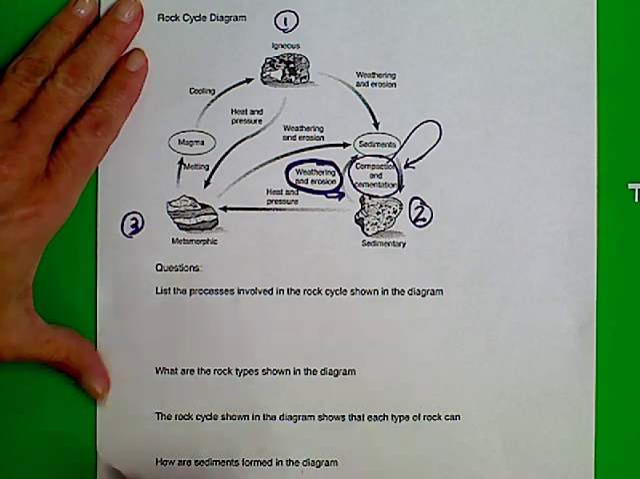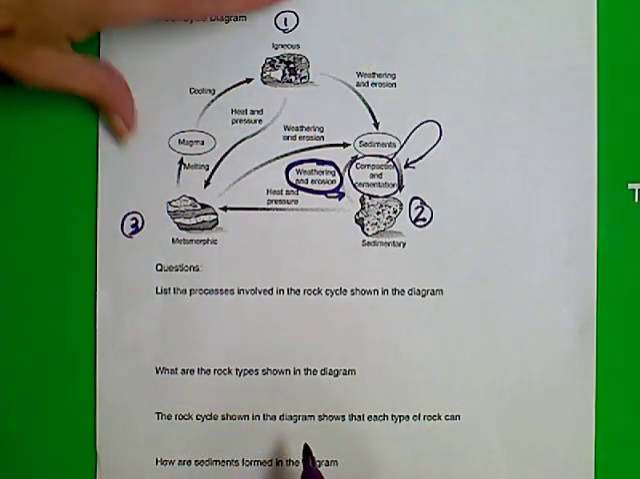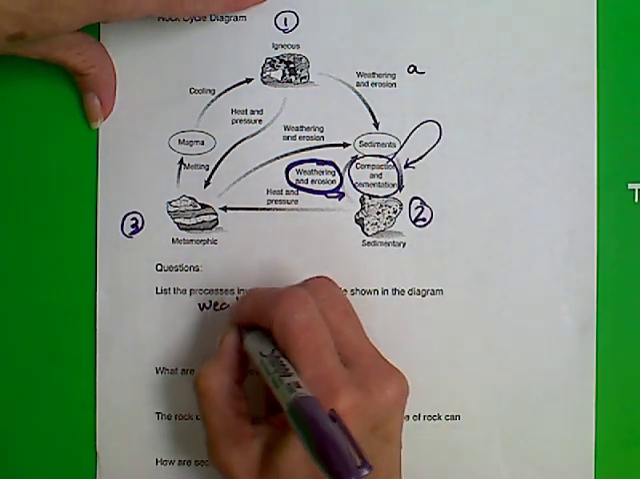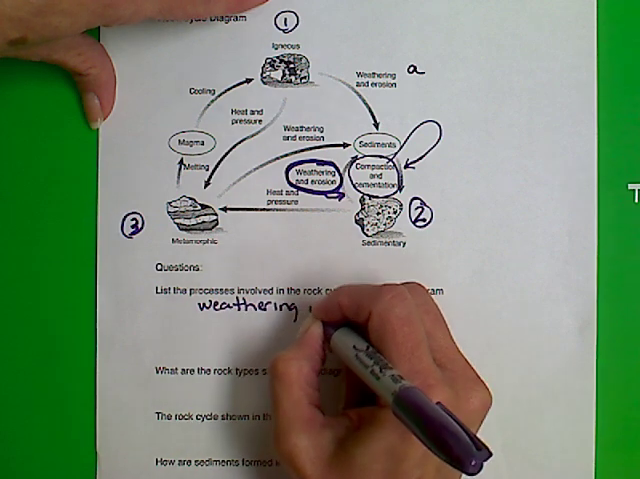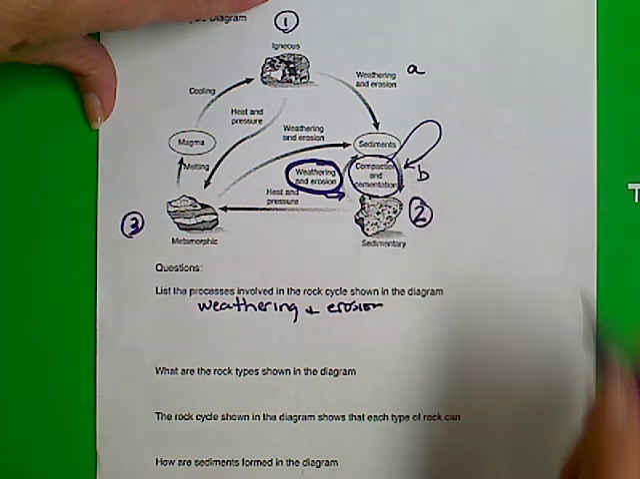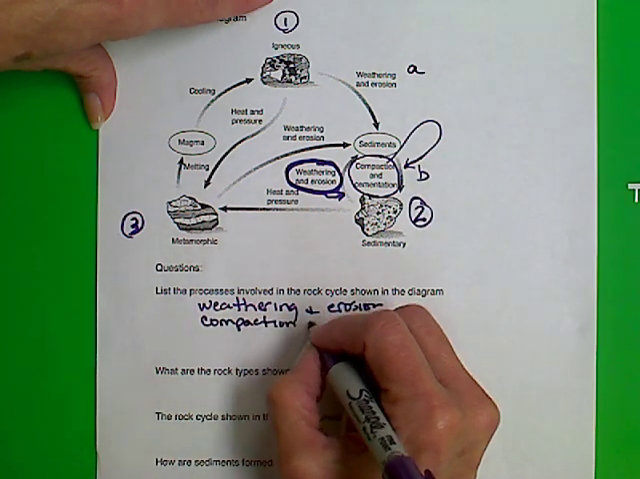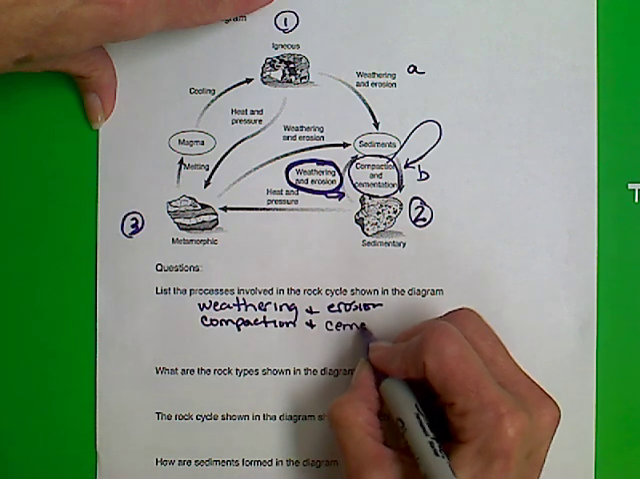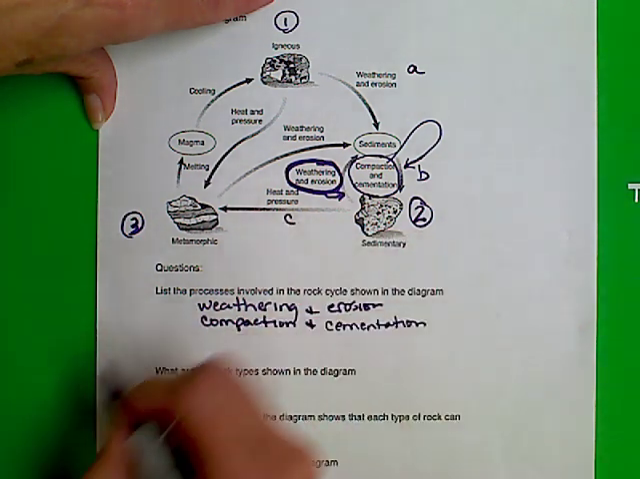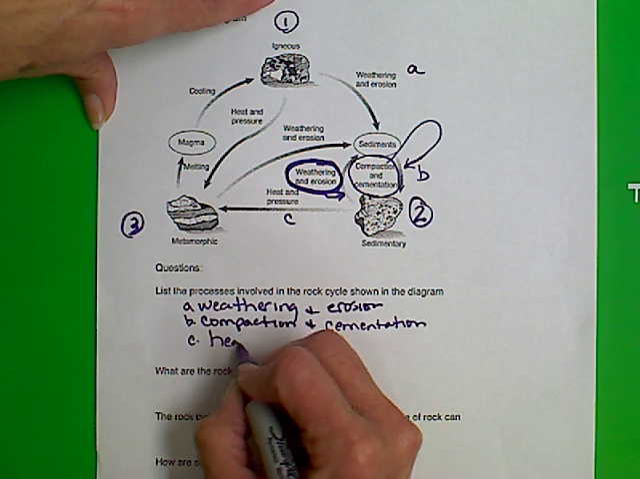So let's look at our questions here. It says, list the processes involved in the rock cycle shown in this diagram. Well, let's list the proper processes. We're going to label them. This is A, weathering and erosion. I have B right here, which is compaction and sedimentation. I have C right here, which is heat and pressure.